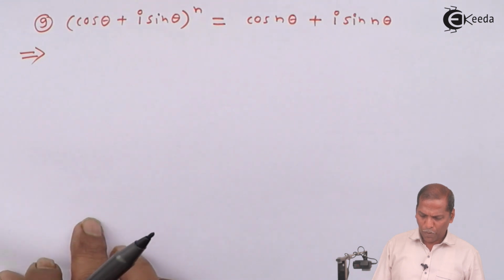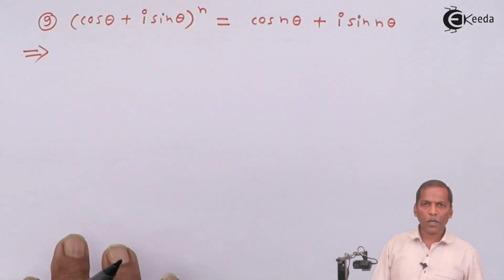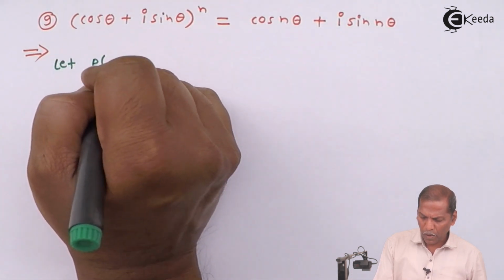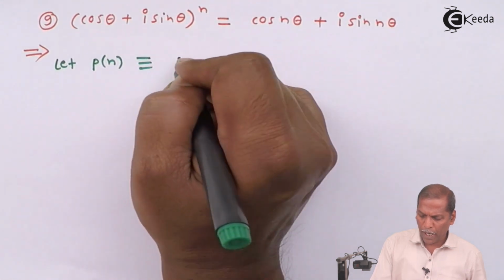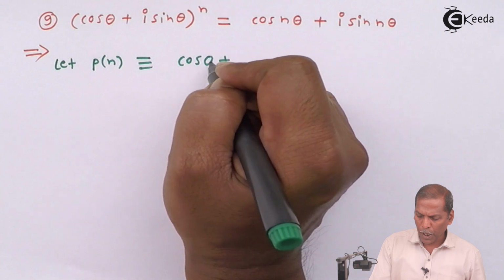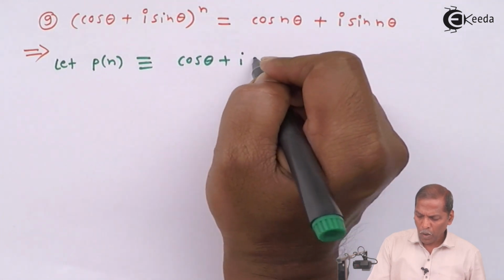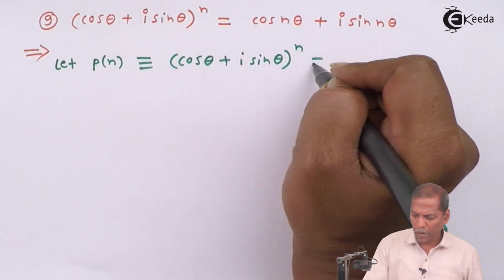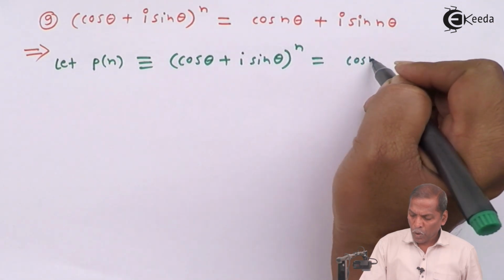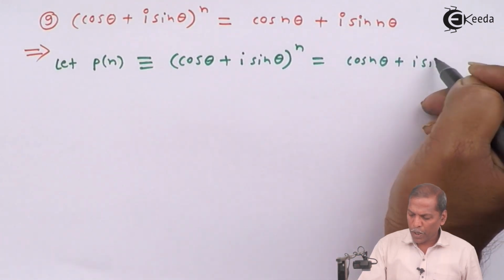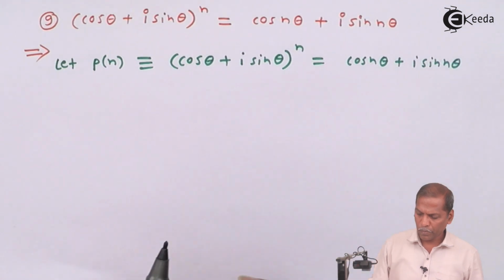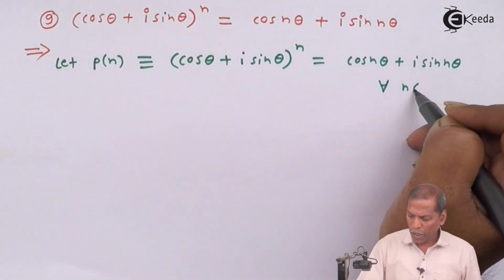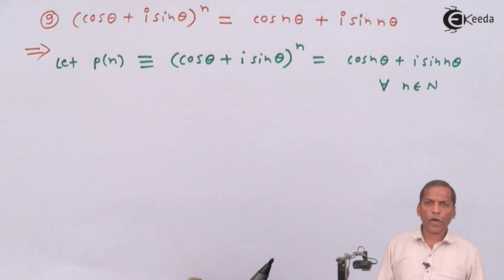First of all, the given problem we denote as P(n). So let P(n) be (cos theta plus i sin theta) whole raised to n equal to cos of n theta plus i sin n theta, for all n belongs to the set of natural numbers.